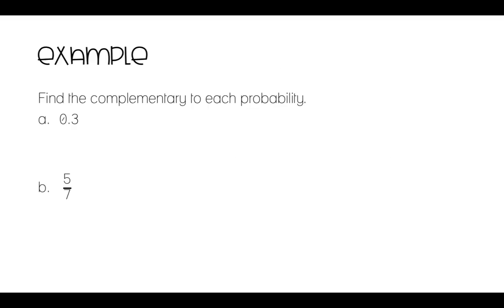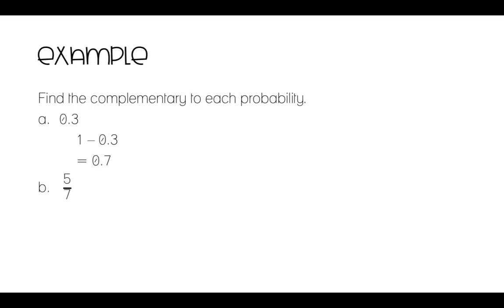So let's do the examples again. Find the complementary of each probability. So 0.3 is our probability of something happening. So the complementary, the opposite of that, well, our probability should always add up to 1. So what we say is 1 take away 0.3. And 1 take away 0.3 equals 0.7.